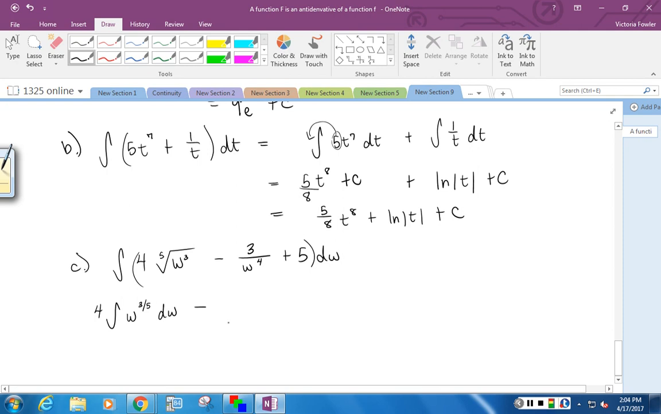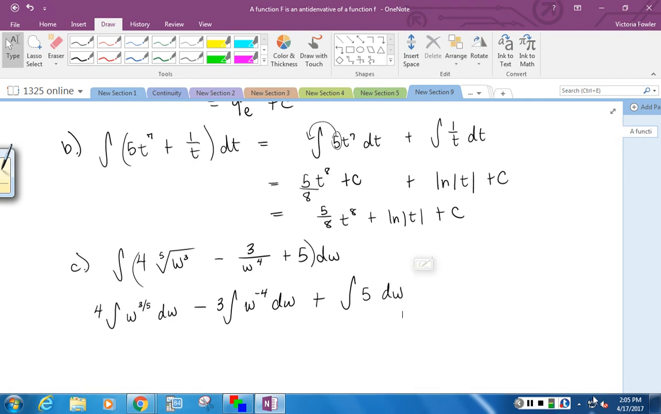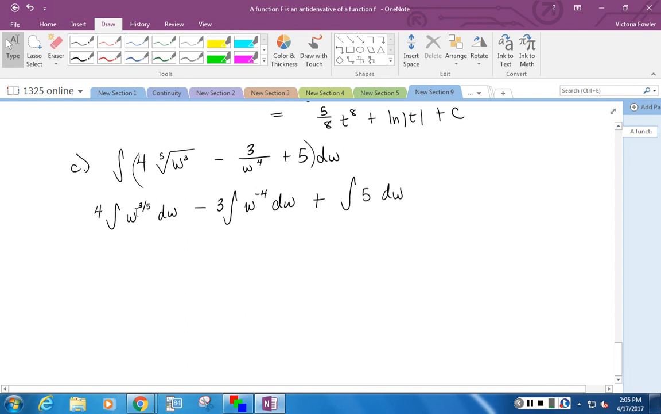Then I've got another integral. I can move the 3 to the outside, and so that I have 1 over w to the 4th. And you know what? We're smart enough now that I know I could use those negative exponents. So let's make this w to the negative 4th. And then I have the antiderivative of 5. And so I could put the 5 here, move it out, dw. So these are all the little pieces I'm looking at and taking the antiderivative of. Notice that I'm being very careful in rewriting this so I can use my rules. And these are all things that we've been doing all semester.